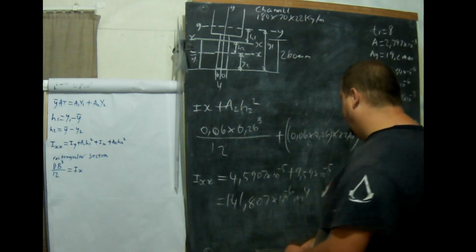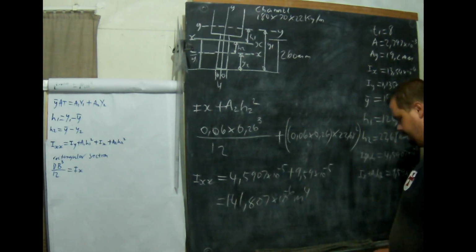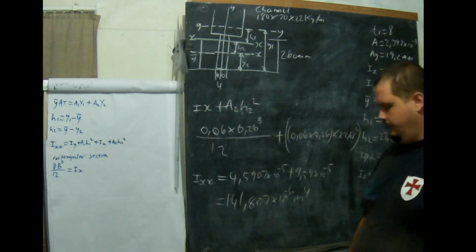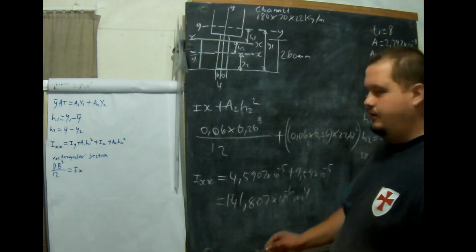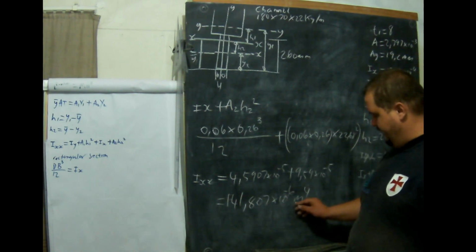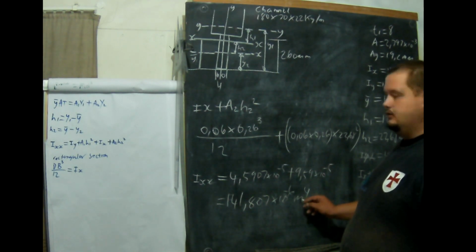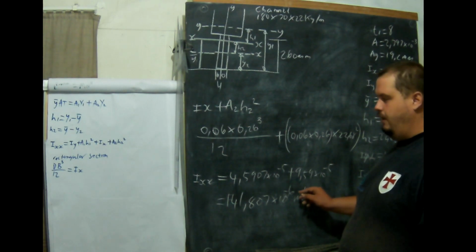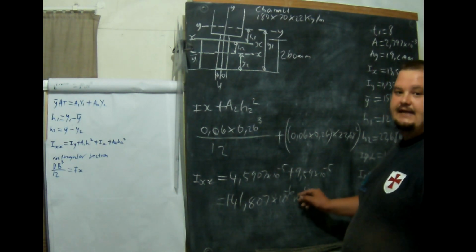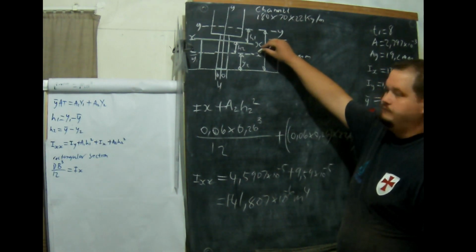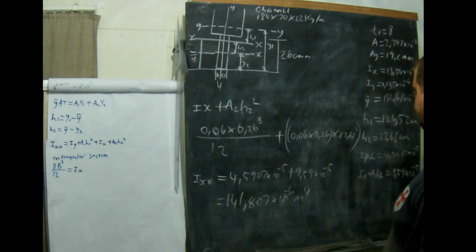Okay, let's continue. We've got Ixx. m^4 means moment of area. And also, just at the bottom of the sum, when I said m to the power 4, m to the power 4 means moment of area. So that's what we're looking for. We're looking for the moment of area about the XX axis, which is this dotted line here.